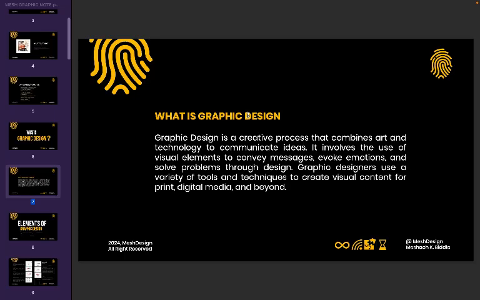It involves the use of visual elements to convey messages, evoke feelings, and solve problems. So what are the visual elements? The visual elements are shapes, line, typography, color, images. So basically all the things you use while you're designing are images, text, typography, texture. These are visual elements. These are things that you can see or use while you're designing.